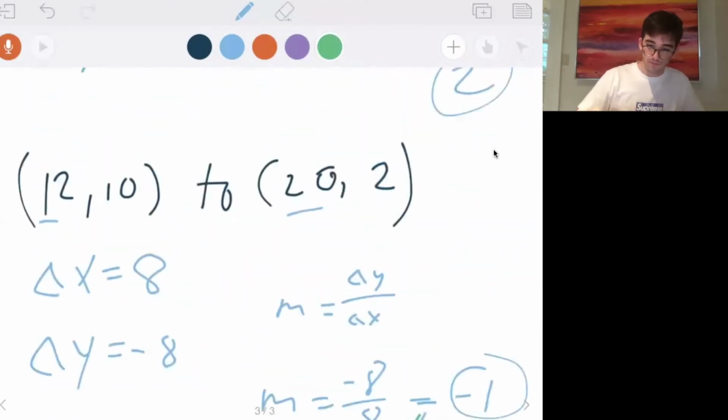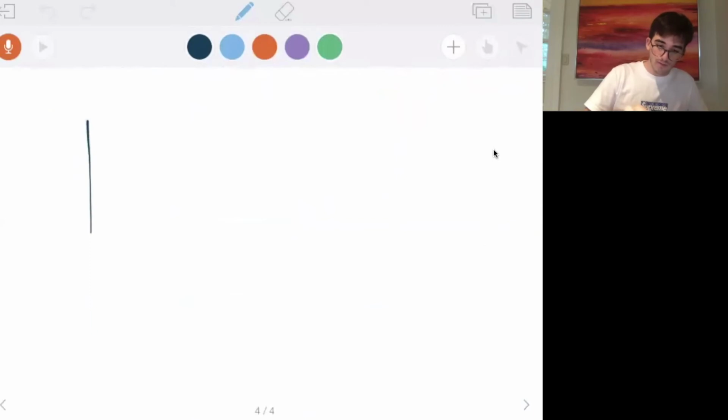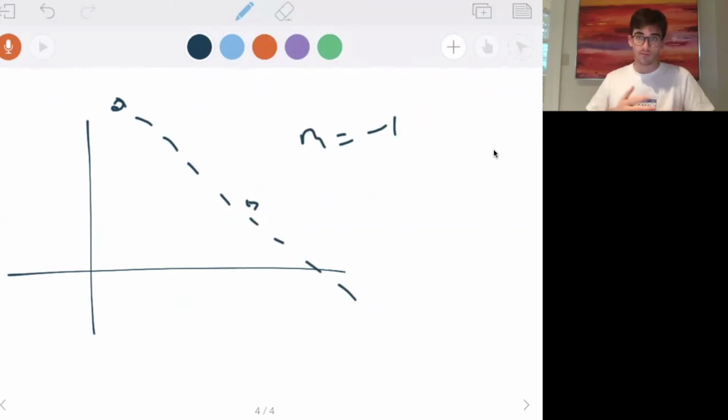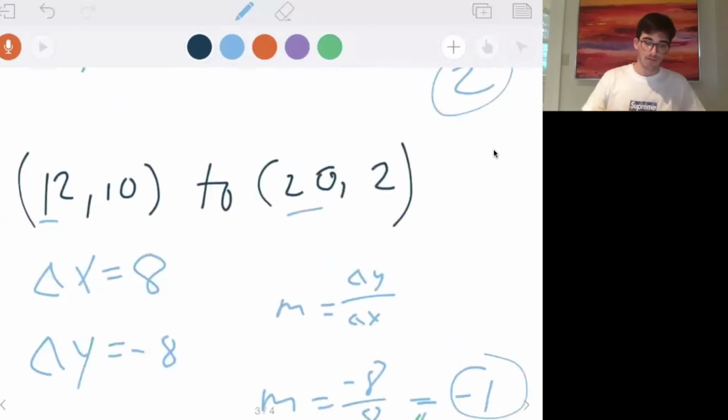Let's put it over here. The other one, we had a point up here, and then another one down here. Our slope was negative 1. Here, you can see that we're actually decreasing. Our slope is negative, and the line is decreasing, so it's consistent with what we want. These are the 2 main cases of slope. It's going to be either positive or negative.